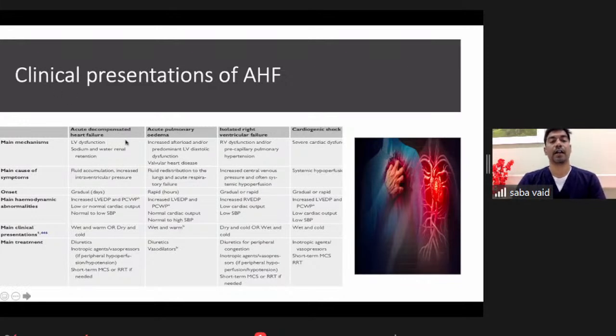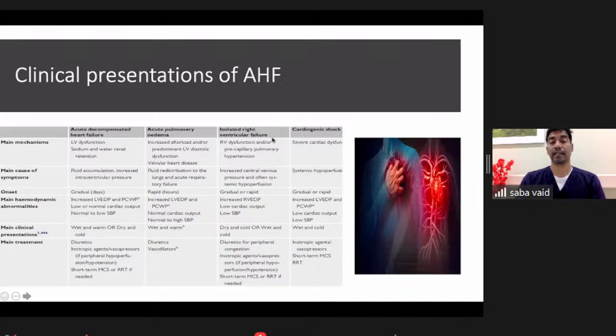It can be an acute decompensated heart failure. Technically, these are chronic heart failure patients with an acute decompensation. Most of the time these are documented chronic heart failure patients. That is the acute decompensated heart failure. The second category of patients is the wet category, acute pulmonary edema. So technically, you deal with a patient who is coming with breathing difficulty. So this is acute pulmonary edema.